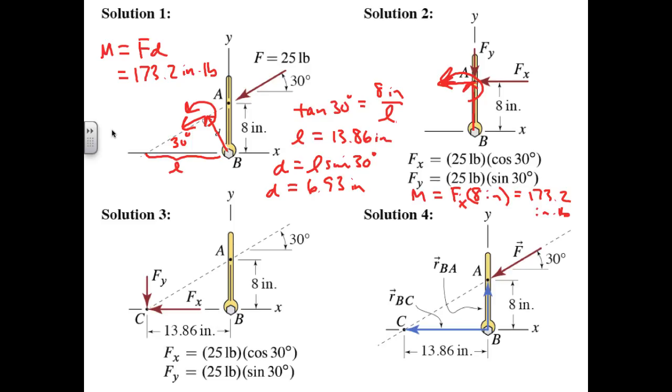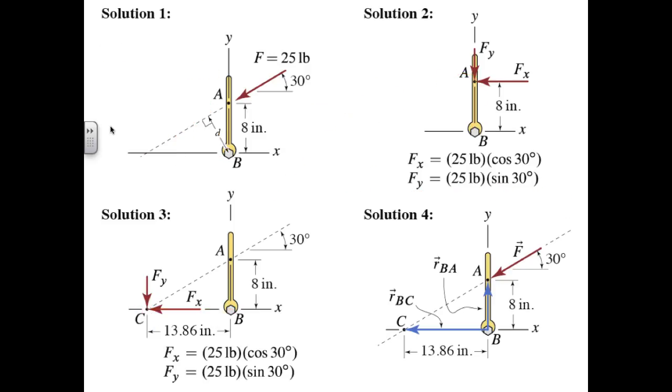Now the Fx component has no moment arm, and the moment is due entirely to Fy. The moment arm here is L, and the moment magnitude is Fy times L, 25 pounds sine 30 degrees times 13.86 inches, and again that's 173.2 inch-pounds. And once again we could get the sense of that moment by taking R and crossing it into F, and that's again still going to give us a counterclockwise or positive moment.